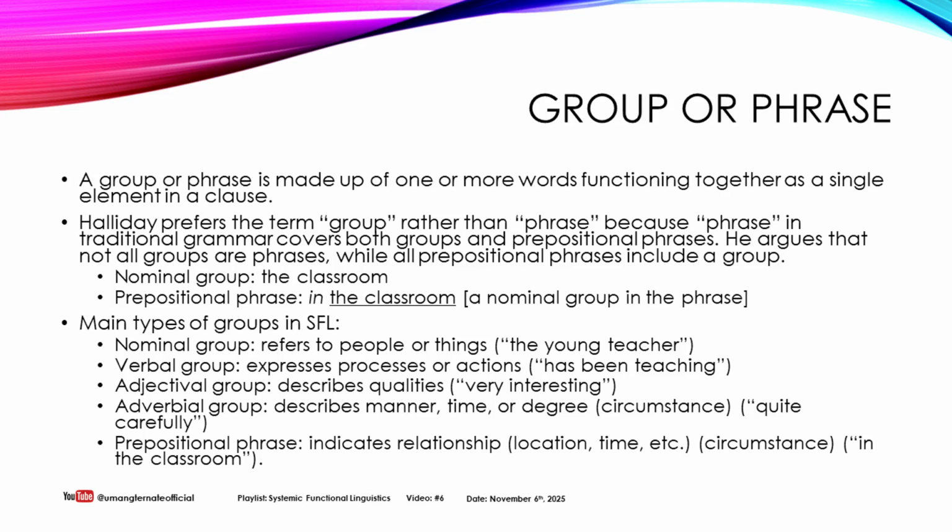Then we have a verbal group, which expresses process or actions, like has been teaching or just teaches. You will understand the term process later, by the way. Then we have an adjectival group, which we use to describe the quality of a thing, like very interesting. When you describe a beautiful girl or a handsome guy, you will use this group, like, oh, she is beautiful. Okay, the next is an adverbial group describing manner, time, or degree.